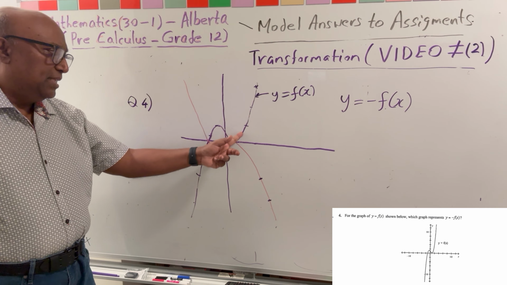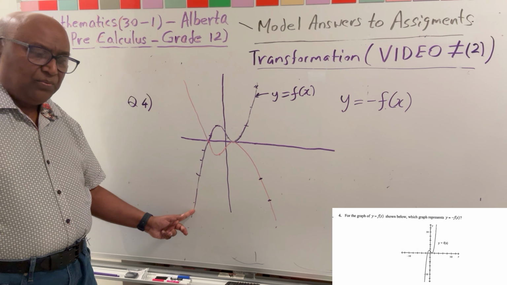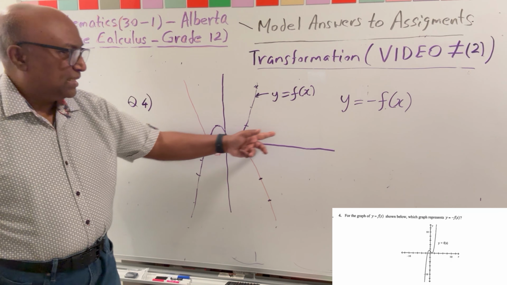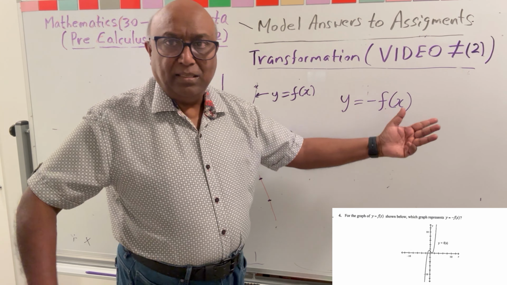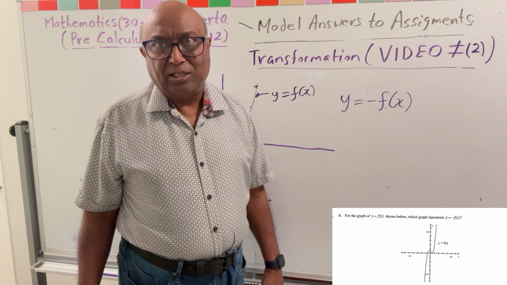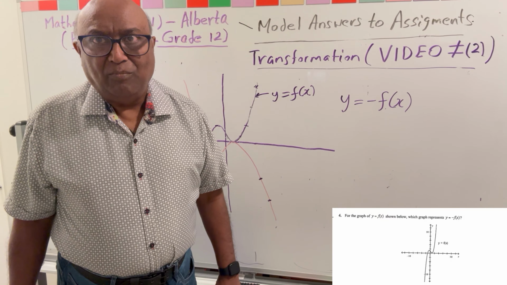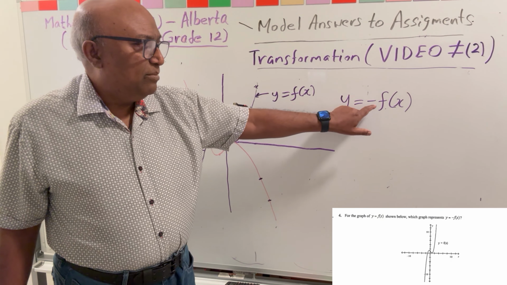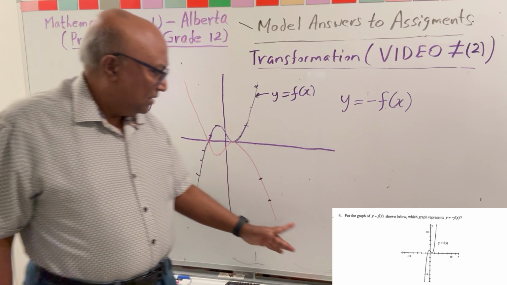In that way you understand that the mirror image of this graph about the x-axis, the reflection of the graph about the x-axis, is this red color graph. The question doesn't say mirror image or reflection about the x-axis, we have to know about that. The question asks, what graph represents y equal to negative f of x? But we know if there is a negative sign in front, on the right side, that means the graph has been reflected about the x-axis. That means this is a new graph.